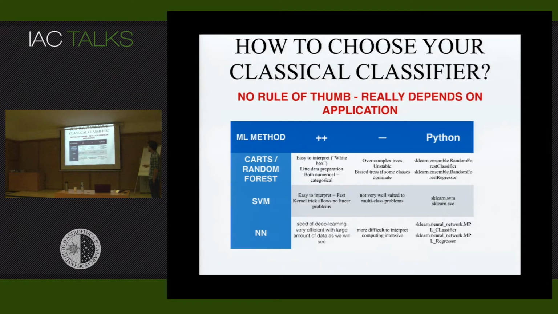But you can clearly go to overly complex trees, and they can be somehow unstable and depend on the training set. On the other side, you have neural networks, which are the seed of deep learning, and this is what I want to focus on. These are very efficient with large amounts of data, as we will see, and at finding correlations in the data, but however they are very, very difficult to interpret.